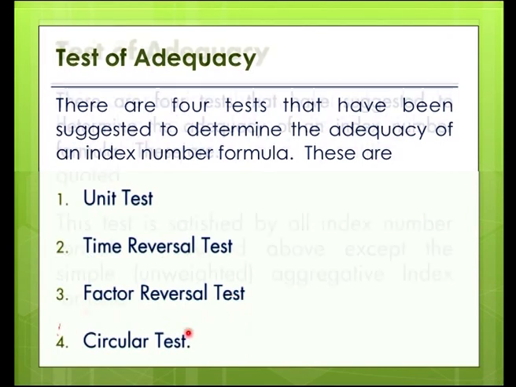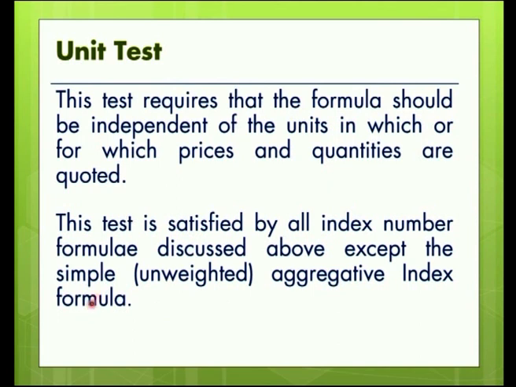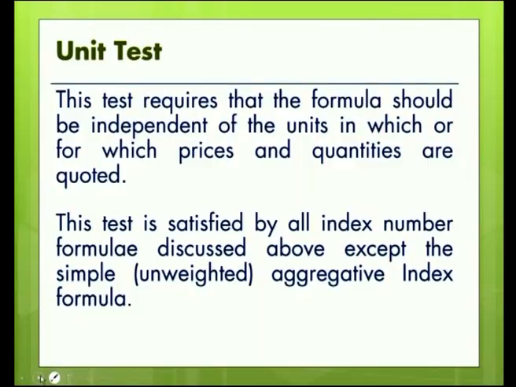We will see one by one what that is. A unit test requires that the formula should be independent of the units in which prices and quantities are quoted. This test is satisfied by all the index number formulae discussed above except the simple unweighted aggregative index formula. All the formulae discussed means Laspeyres method, unweighted aggregative method, Paasche method, Fisher's method, like that we have seen so many formulae, except the simple unweighted aggregative index formula. All the other methods satisfy the unit test.